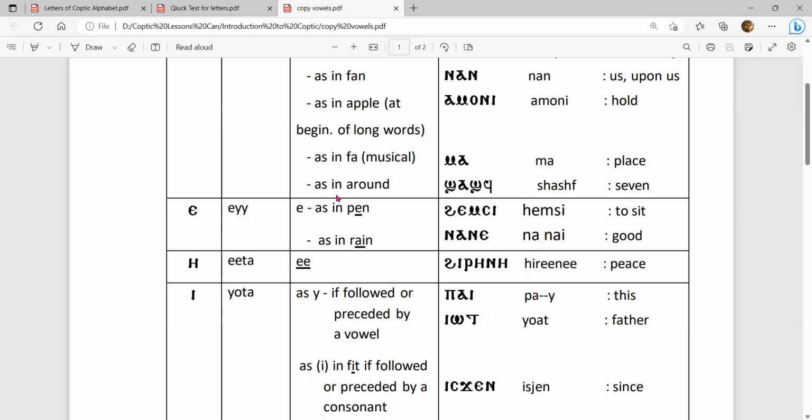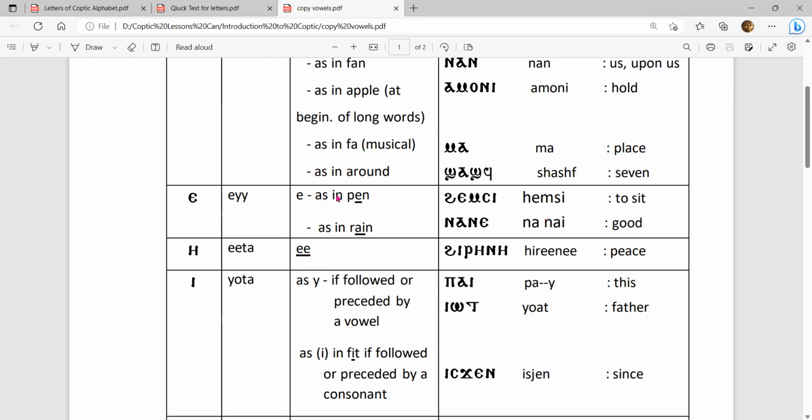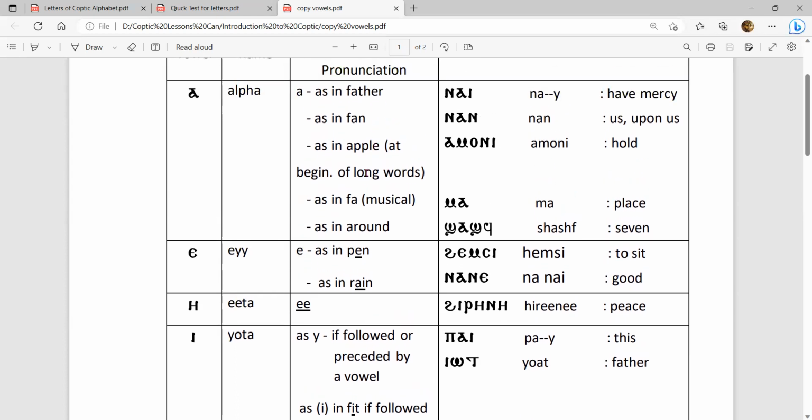Also here we have a sort of short alpha, as in around. It is not short as in apple, but we say it as in around. Shash, 7. It's a shy, alpha, shy, phi, F. And I have put the pronunciation next to it as shash, meaning 7.